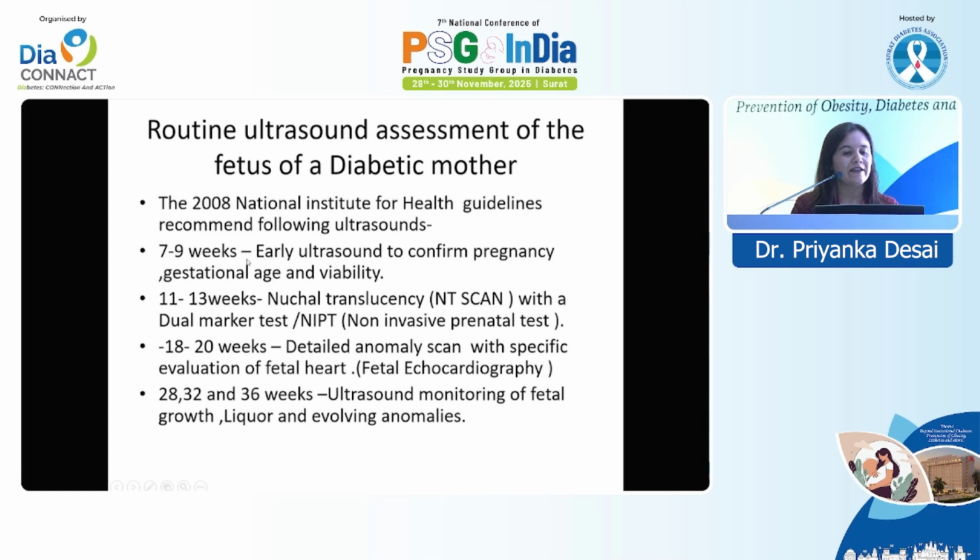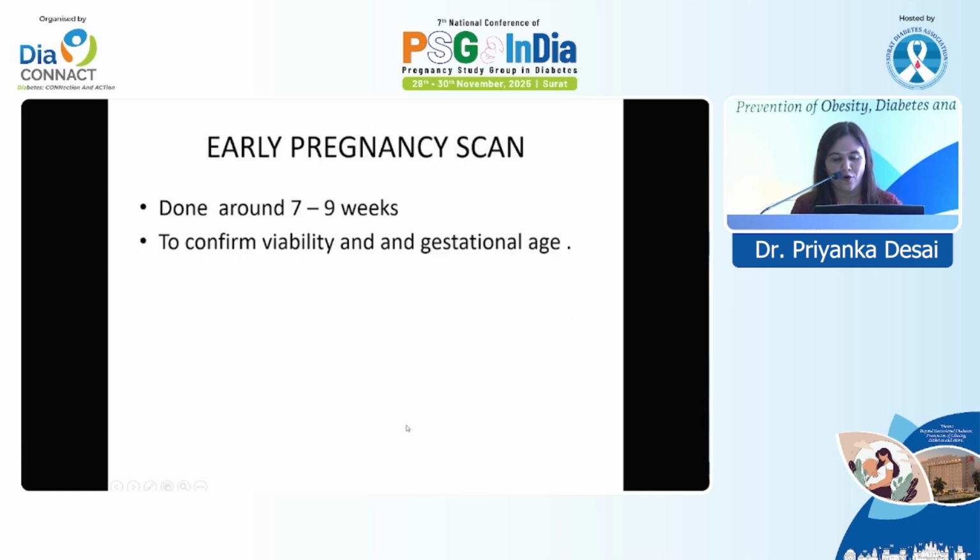So the first scan is done at 7 to 9 weeks, that is the early ultrasound scan for gestational age and the viability of the fetus. Then the next scan is the 11 to 13 week scan, which is a nuchal translucency NT scan with a dual marker test. The third is the 18 to 20 week scan, which is a detailed anomaly scan with specific evaluation of the fetal heart. The next scans will be the growth scans, one scan at 28 weeks, 32 weeks and 36 weeks for monitoring of fetal growth, liquor and any evolving anomalies.